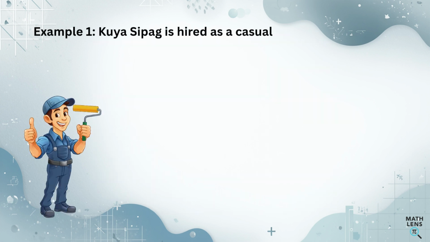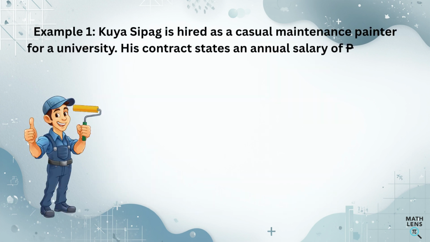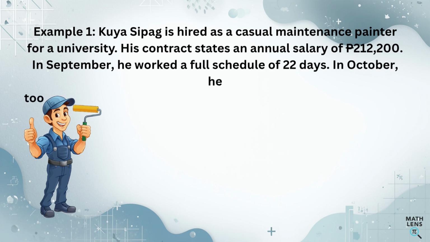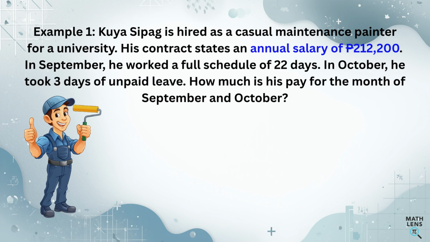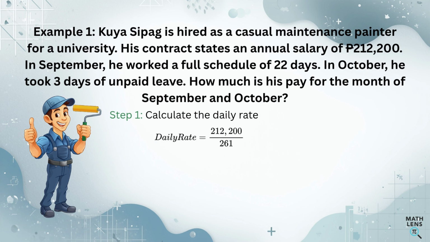Let's proceed to example 1, where we will calculate the monthly earnings of Kuya Sipag, a casual maintenance painter. His annual salary is 212,200 pesos, and we're going to determine his pay for September and October. First, let's find his daily rate. To do this, we'll divide his annual salary by the number of workdays in a year. Since he works 5 days a week, this means 261 days annually. Using a calculator, 212,200 divided by 261, the daily rate is 812.26.